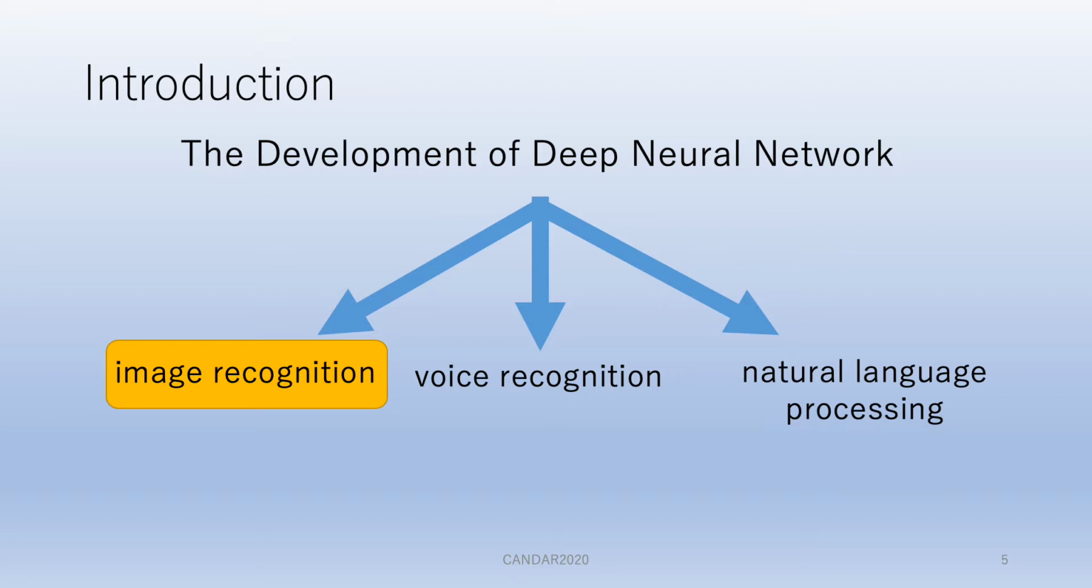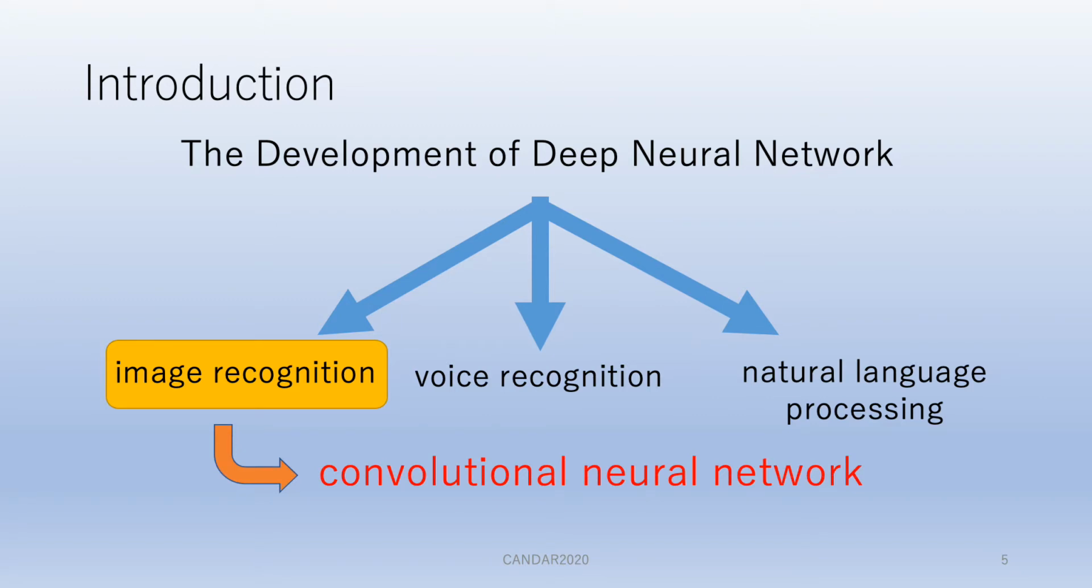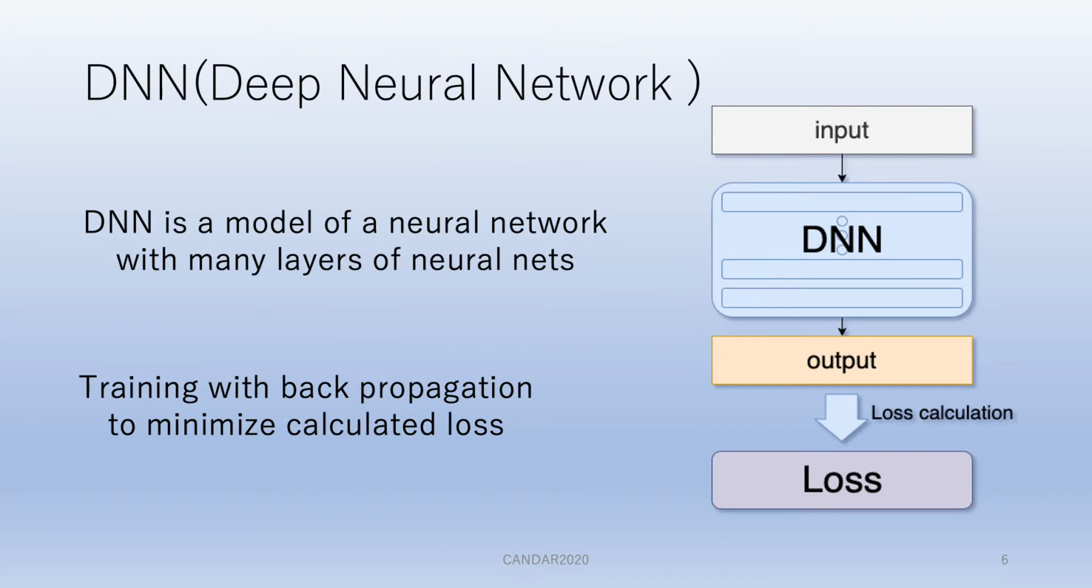In image recognition, we have often used convolutional neural networks. Convolutional neural networks are one of the DNN. Here, I talk about DNN. DNN is an abbreviation for Deep Neural Network. Deep Neural Network is a model of a neural network with many layers of neural net.